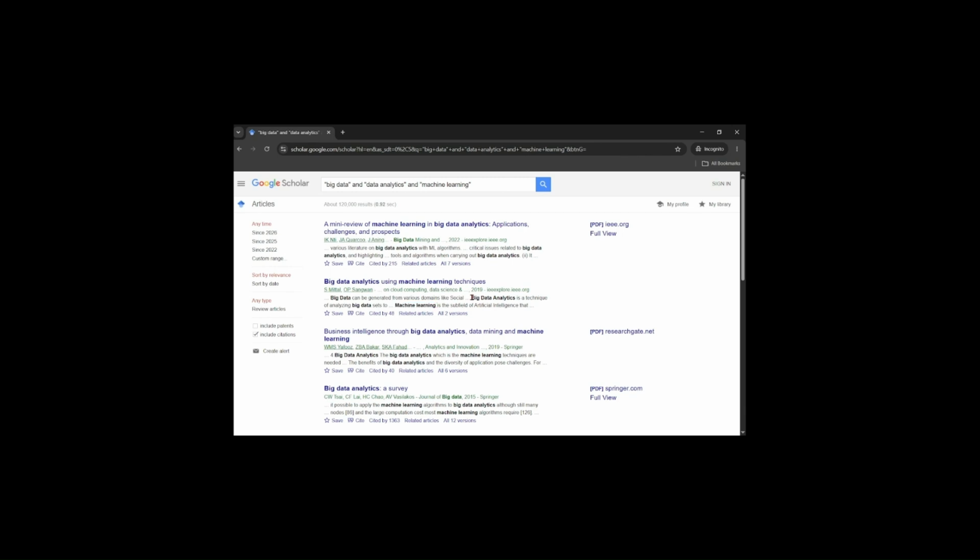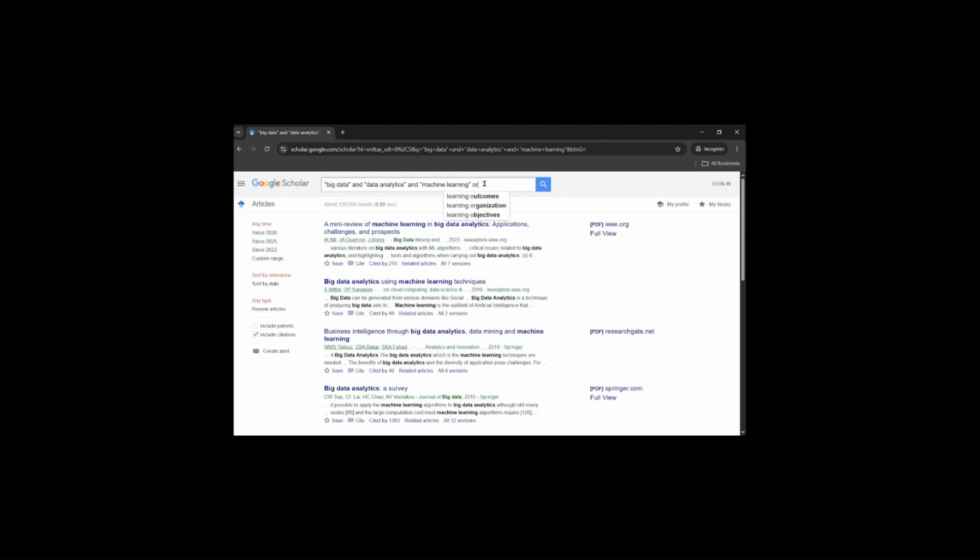For example, instead of finding papers that simply discuss big data and analytics, we are now focusing on studies where machine learning is also relevant. This can be particularly useful if our proposed system involves machine learning techniques for analyzing big data. The number of results has now been further reduced. The important point is that every keyword we add should have a clear connection to our research topic. We should not add keywords simply to reduce the number of results, because doing so could remove useful studies.